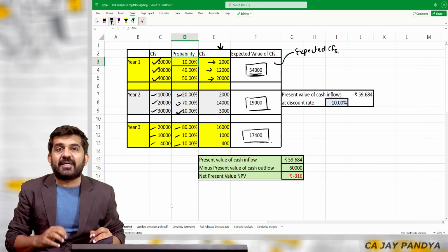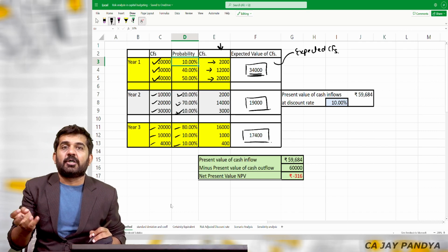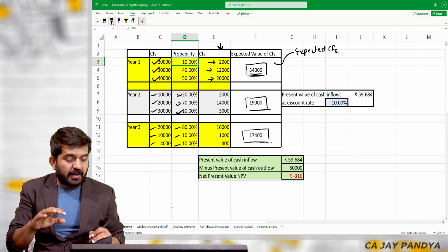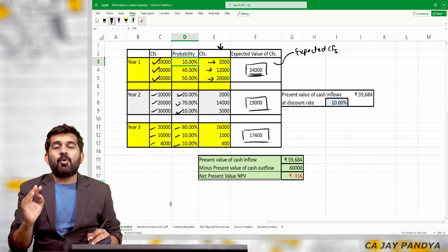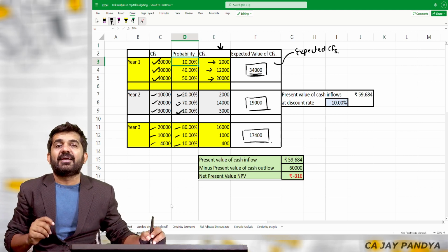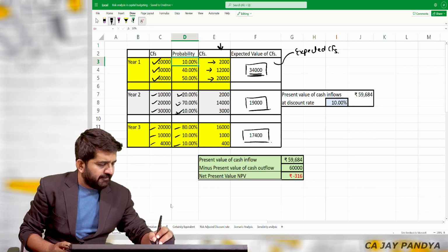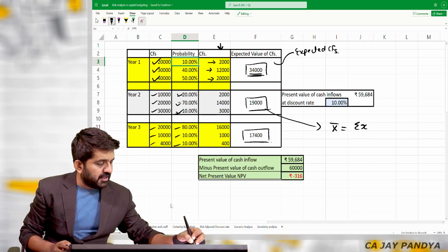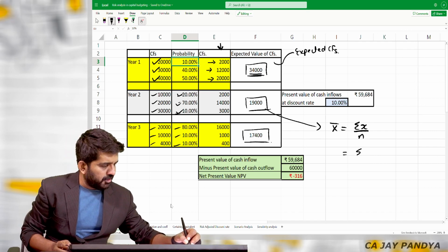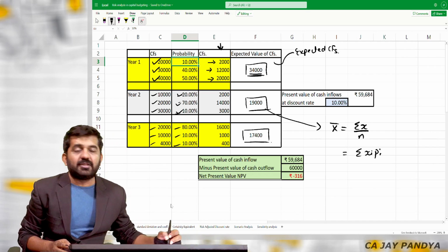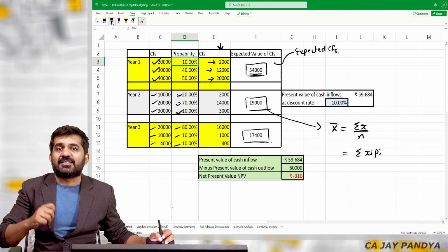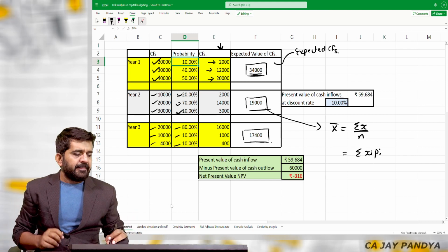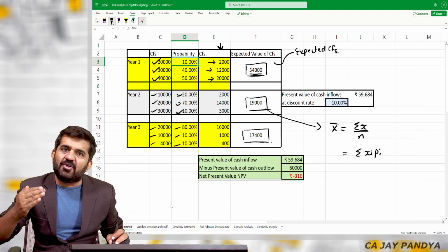In the second year, my cash flow could be 10,000 or 20,000 or 30,000. What is the conservatism approach? To take 10,000. What is the aggressive approach? To take 30,000. But what is the probability approach? I will be taking the weighted average. How to find average when probability is involved? X bar equals sigma x upon n when probability is not involved. Sigma xi pi when probability is involved, that is x into p, that is 20,000 into 0.10. You will be finding out the expected value of all 3 years.